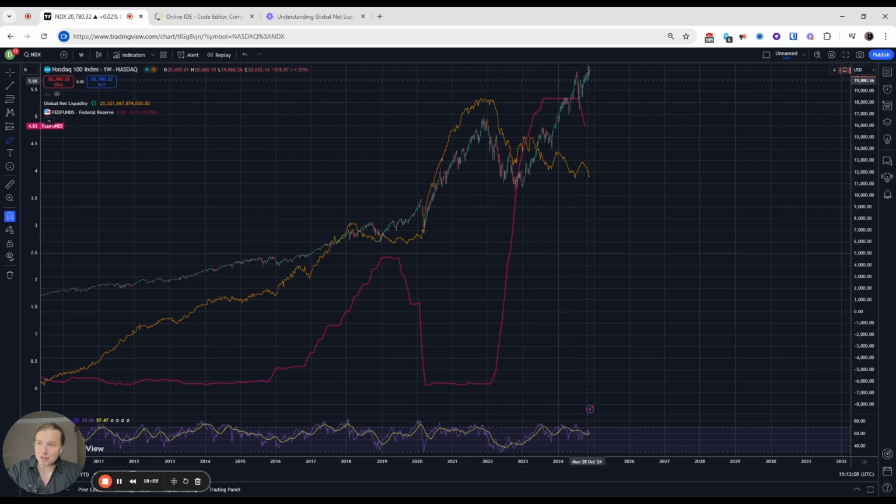So we see this massive divergence between global net liquidity and the current stock market. As of the time of writing, the NASDAQ is at an all-time high, and net liquidity is going back down all the way until June 2024, and pretty much all the way back until 2020. So we've really started to remove a lot of the excess liquidity in the system.